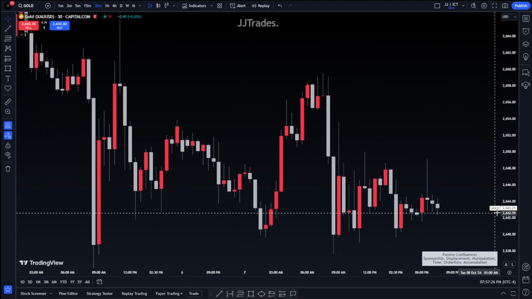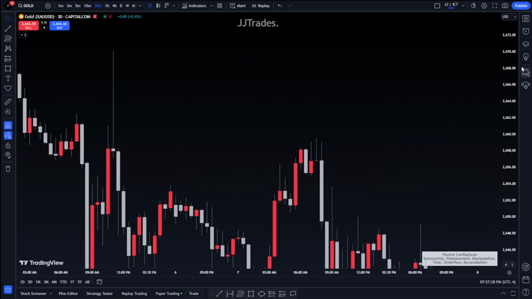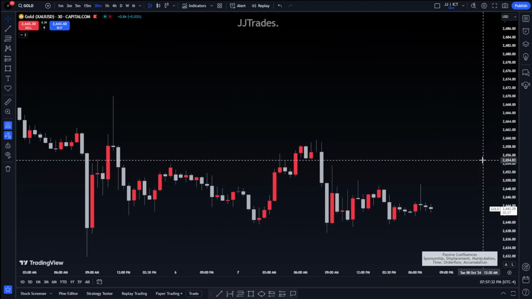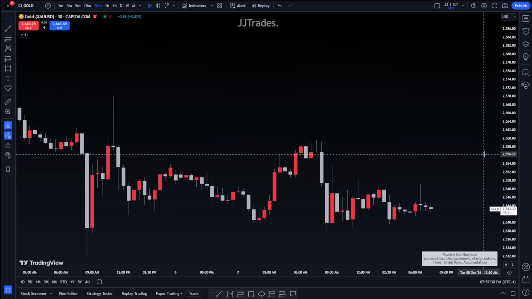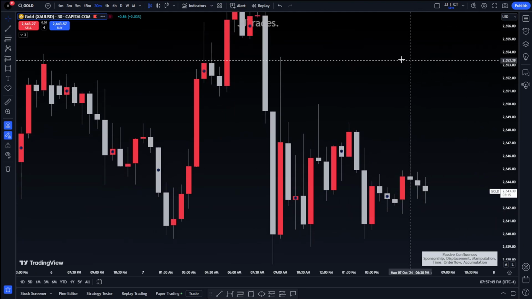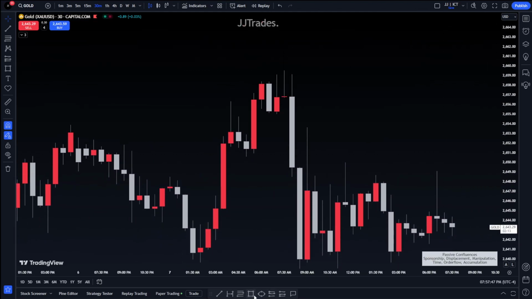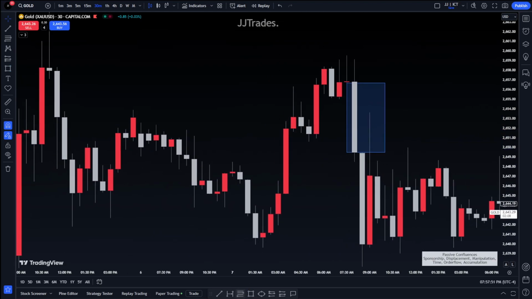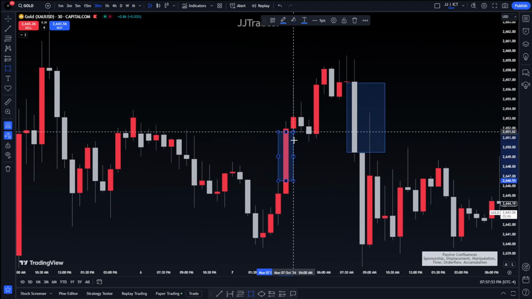So we have two types of fair value gaps. You have bullish fair value gaps and bearish fair value gaps. A bullish fair value gap is formed when price is spooling higher or moving higher at an extreme rate, and a bearish fair value gap is when price is selling off very fast. So we have two fair value gaps here. We have a bearish one here, and then we have a bullish one here.